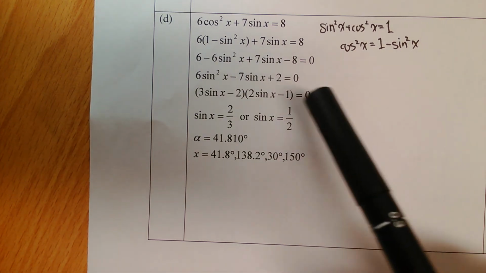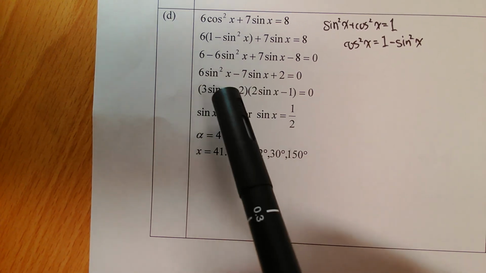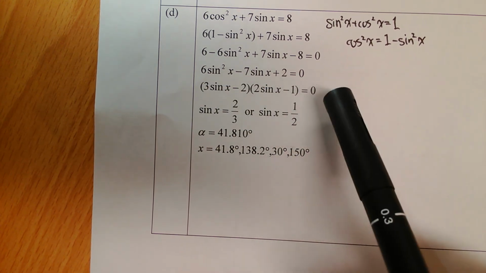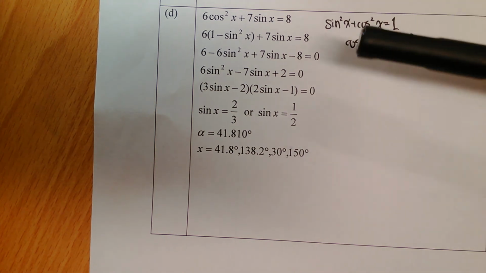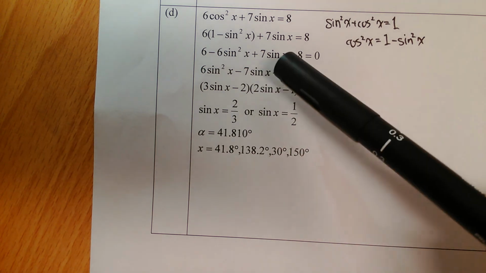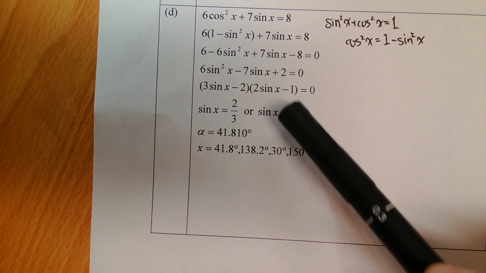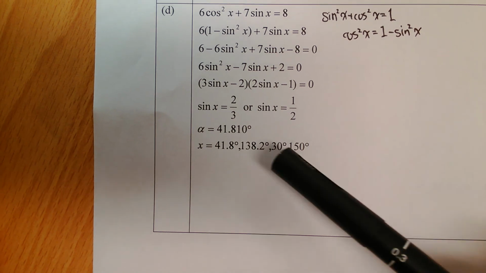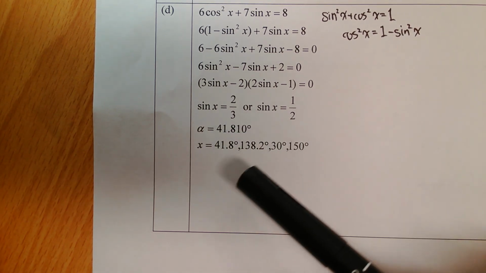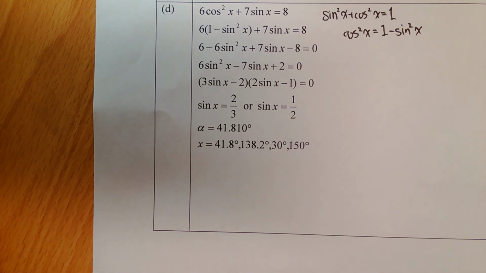You rearrange, you get a quadratic trigonometric equation, which is 6 sine square x minus 7 sine x plus 2 equals to 0. I apply factorization. What I get is 3 sine x minus 2, 2 sine x minus 1 equals 0. Sine x is 2/3 or sine x is half. Down here you find the basic angle. You get 41.8 and 138.2.